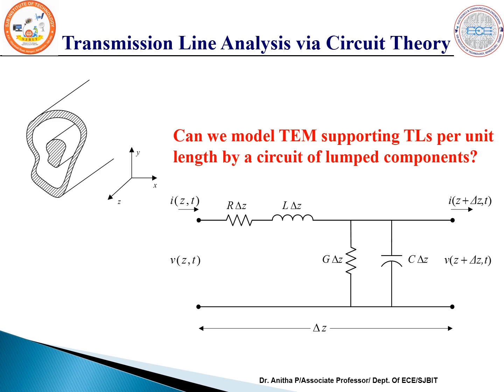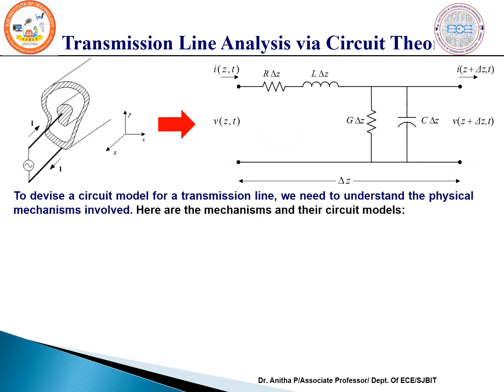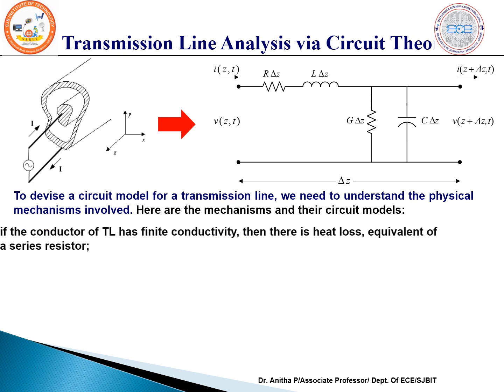As soon as the voltage and current pass through this equivalent circuit, at the other end, delta Z, once it passes through delta Z, I must be in a position to find out the voltage and current. So before we go for that analysis, how can we write that section of transmission line as 4 elements? Why only these 4 elements?